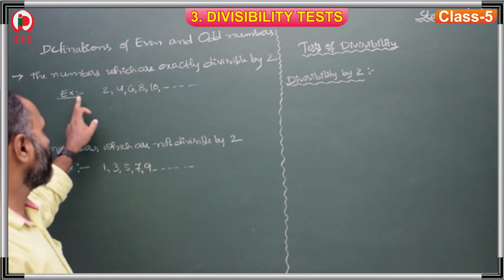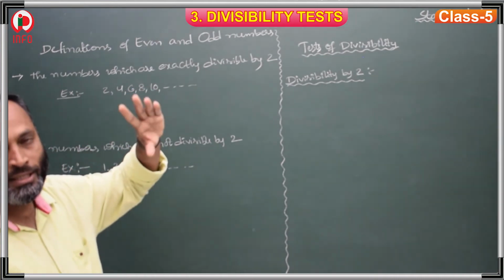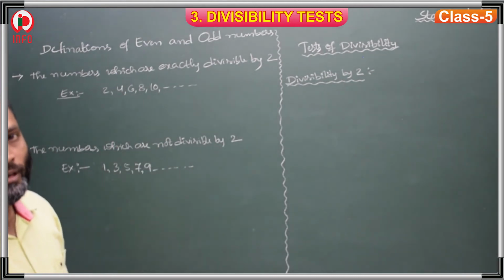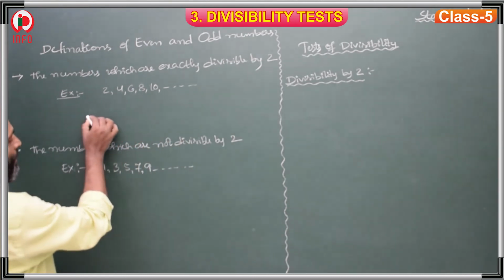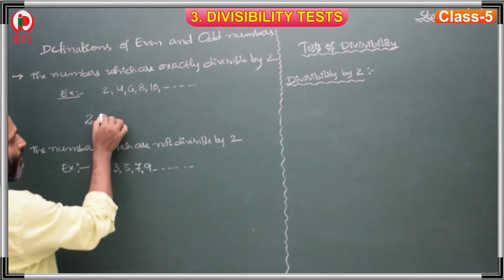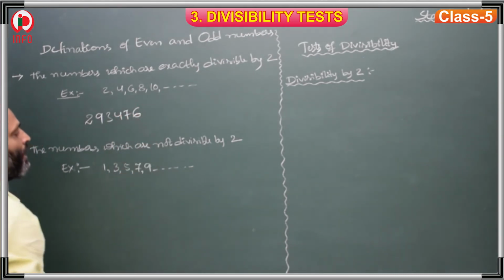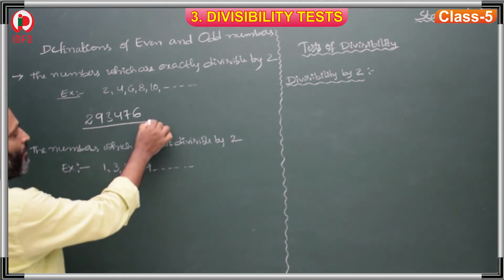If any number exactly divides by 2, then that is an even number. Examples: 2, 4, 6, 8, 10, 12, 14, 16, 18, 20, 22, 24. All these are even numbers. If I give a big number, 9, 2, 3, 4, 7, 6, then what is this? Is this number an even number or an odd number? How to check?